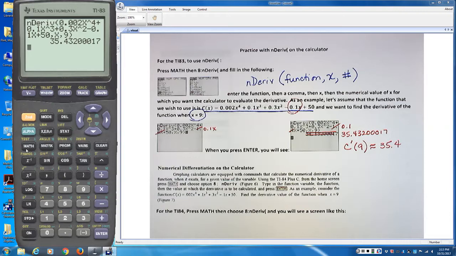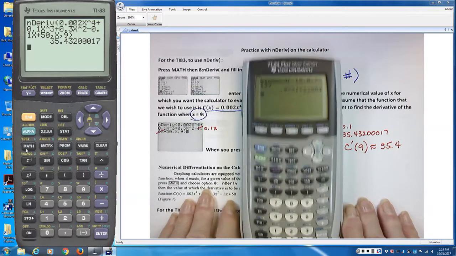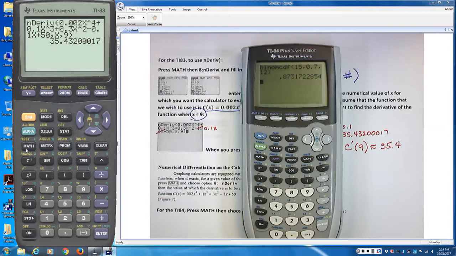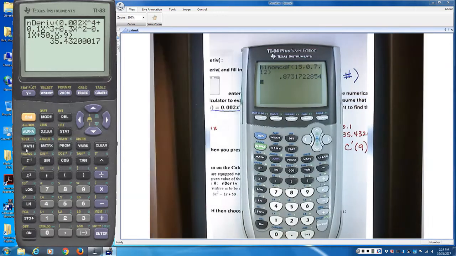Now, to do the same problem, if you have the 84. And this is why you don't see me very often using the calculator, because it's really hard to get enough light on it for you to be able to read it on the screen.